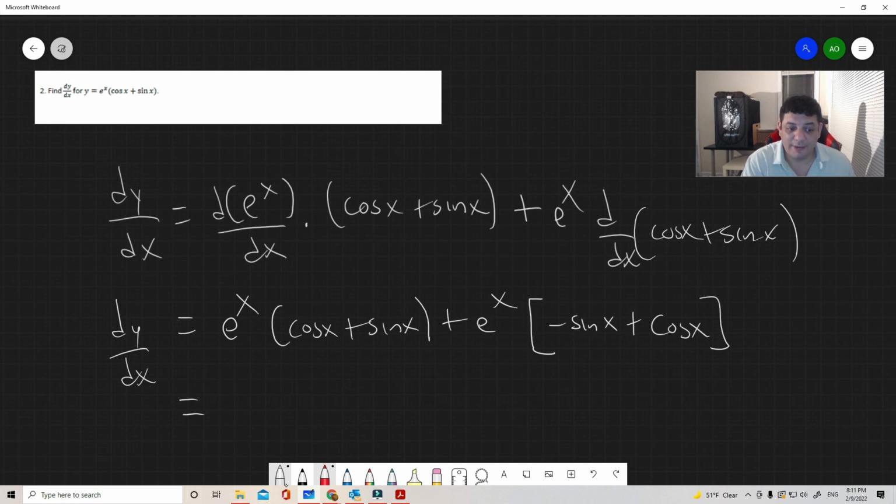Notice that we have a lot of similarities here. We have sine times e to the x and minus sine times e to the x, so notice that this is going to get canceled with this. And so now this is going to get added with this part. So the end result is going to be 2 e to the x cosine of x.